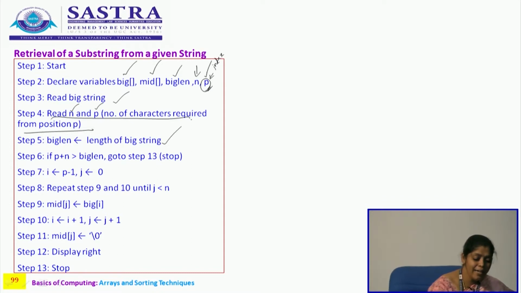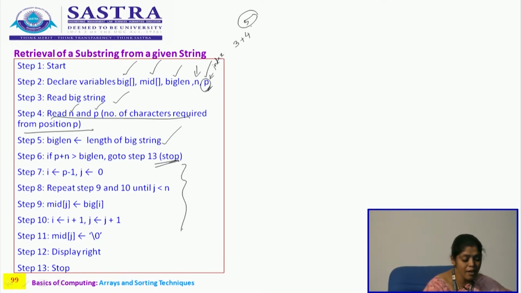And you calculate the length of the big string, and check if p plus n is greater than big length. Suppose I have a string of length 5, and I give the position as 3 and the number of characters as 4. From the third position I need 4 characters. That means it is reaching 7, which is not possible because we have only 5 characters. So when p plus n is greater than big length, you just stop the program by saying it is not possible. Otherwise, we proceed to the next step.